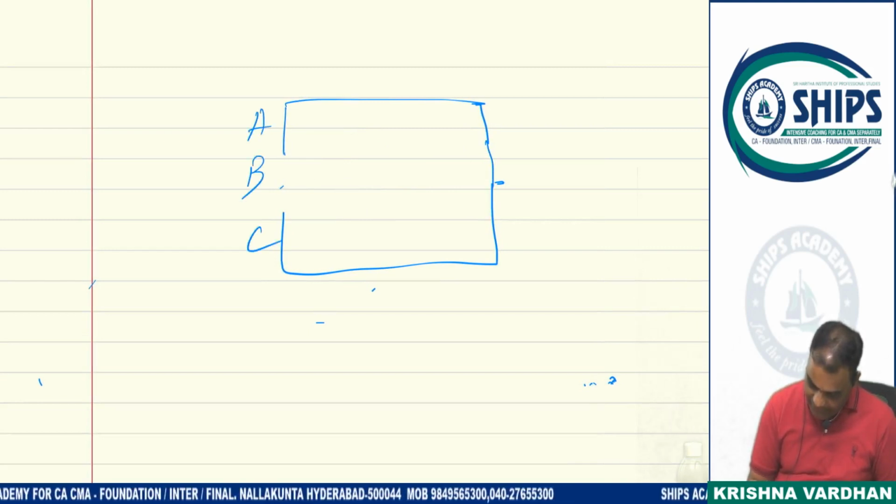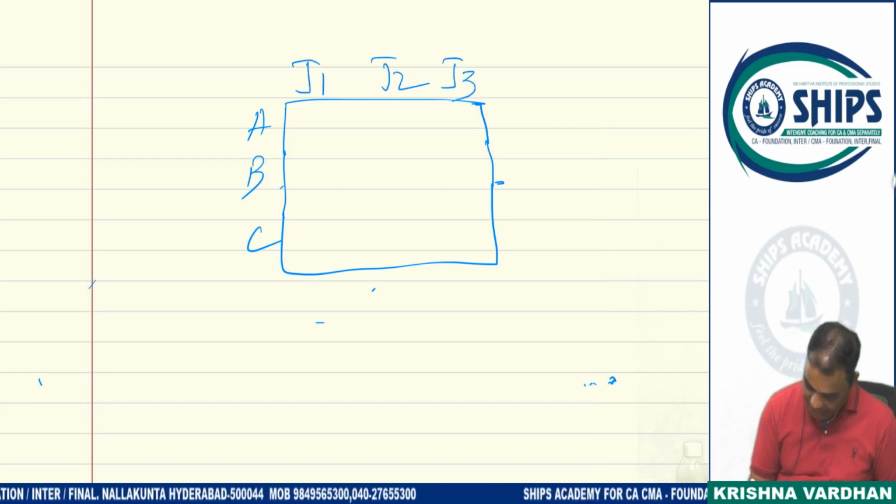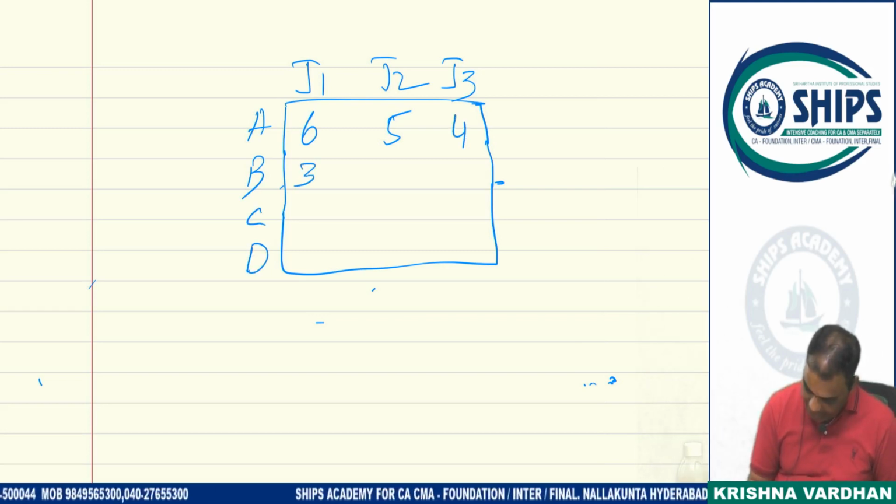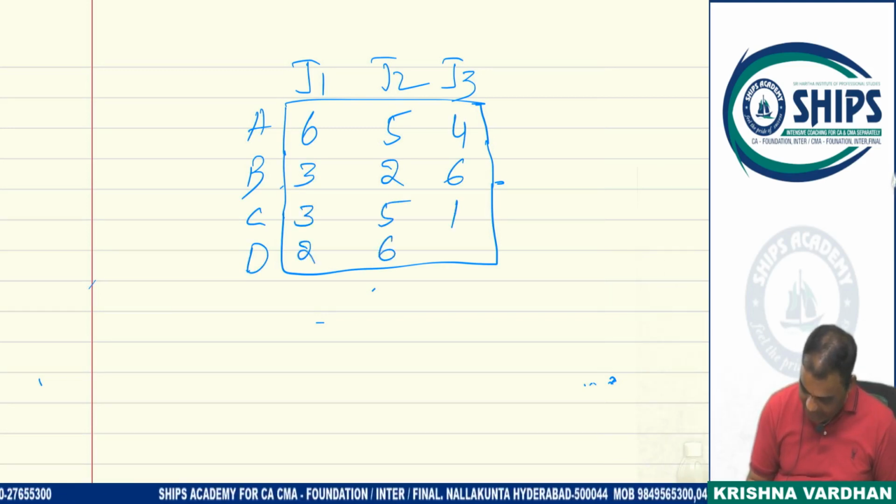A, B, C, D. Then I'll say J1, J2, J3. 6, 5, 4, 3, 2, 6, 3, 5, 1, 2, 6, 5.